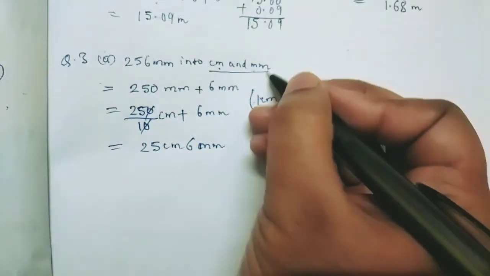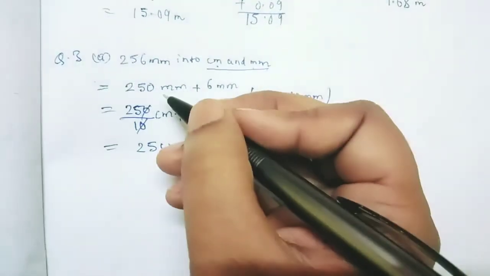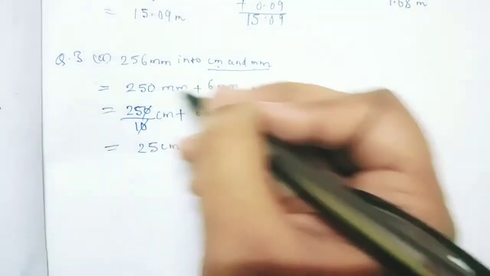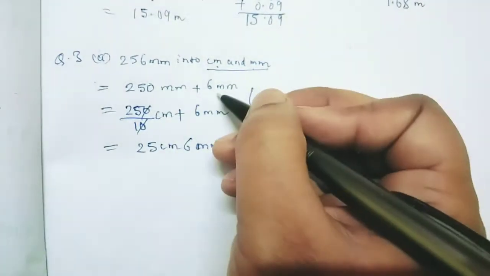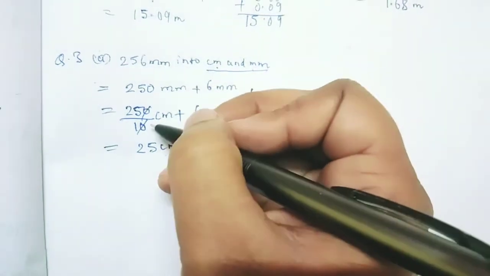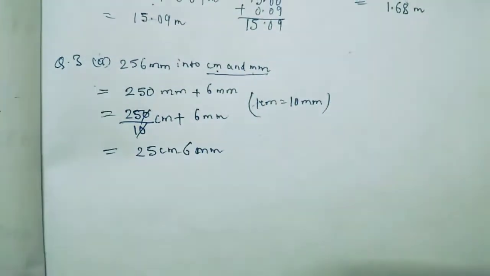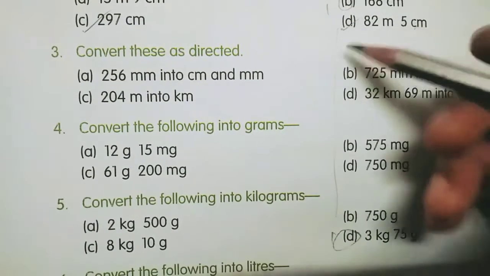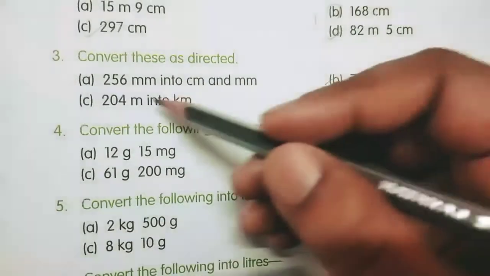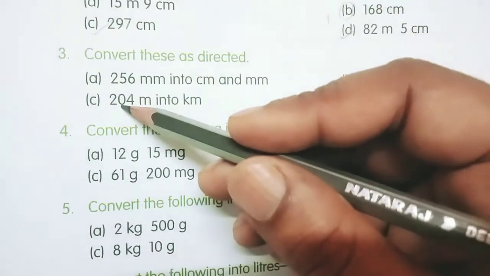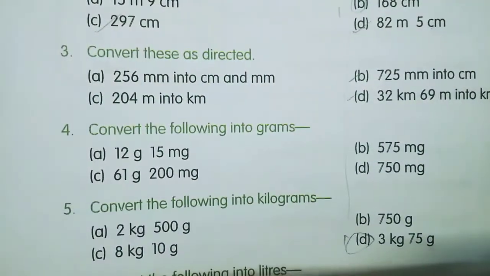So what is asked in the question? It is converted like this. So you have to break it into two parts. Then one part will not change and the other part will change. You have to convert it. Understood? So now B and D are homework. Now let's see C number, 204 meter into kilometer.